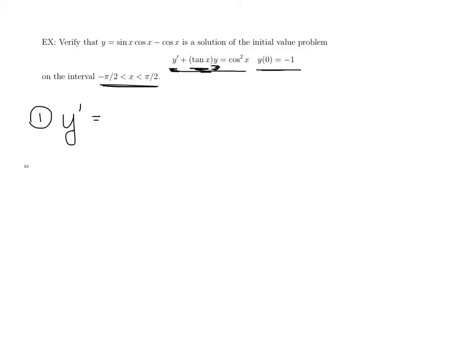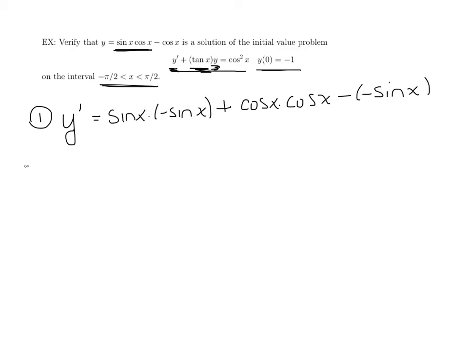And for y prime, it looks like we're going to need the product rule as we take the derivative of sine of x times cosine of x. So we're going to have sine of x times a negative sine of x, plus cosine of x times cosine of x, and then minus a negative sine of x if we take the derivative of cosine of x for that last part. So we had a product rule first, and then a regular derivative of sine. And if we multiply this out, it looks like negative sine squared of x plus cosine squared of x plus sine of x. So that'll be our derivative.